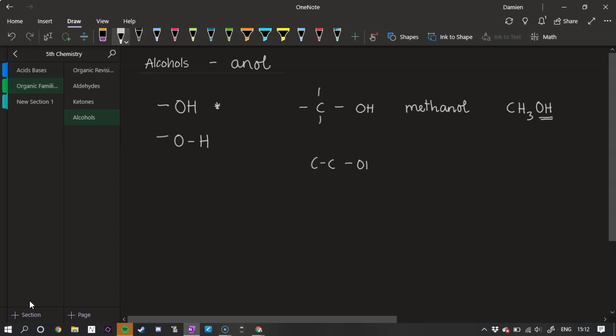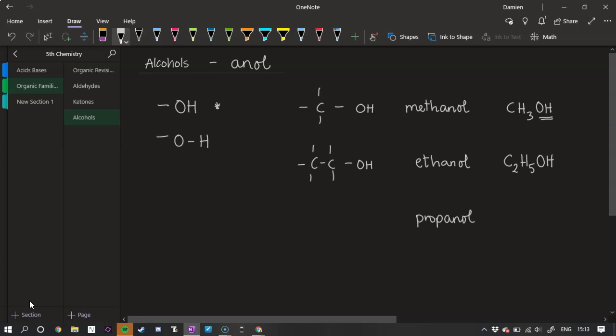2 carbons bonded to an OH at the end. And again, your bonds all the way around, and this is going to be ethanol because it's got 2 carbons. This will be written as C2H5OH, and we've used this before. Next, you have propanol.